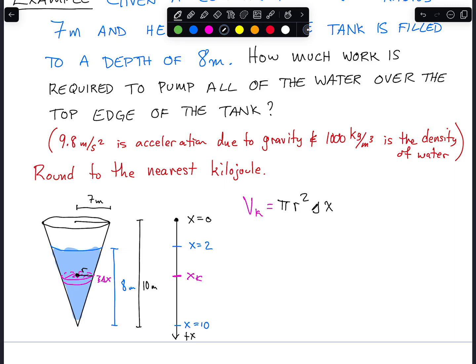Okay, well, how do we figure out that radius? Because it will be different. It's going to be much bigger up here at, say, the top of the water level and much smaller down at the bottom of the cone. So we need to use some other information about that shape to help us get a relationship between the overall shape of the cone and what that radius will be.